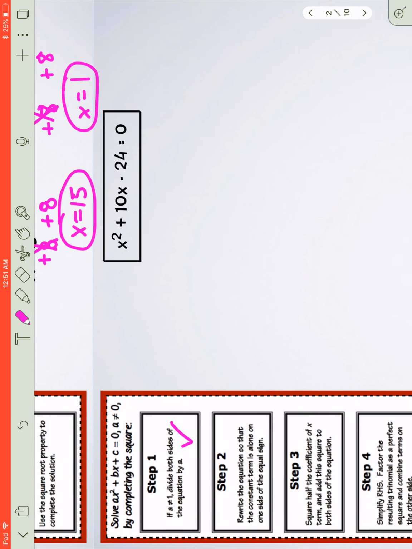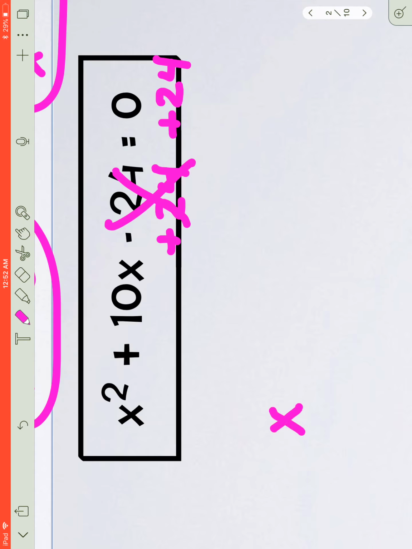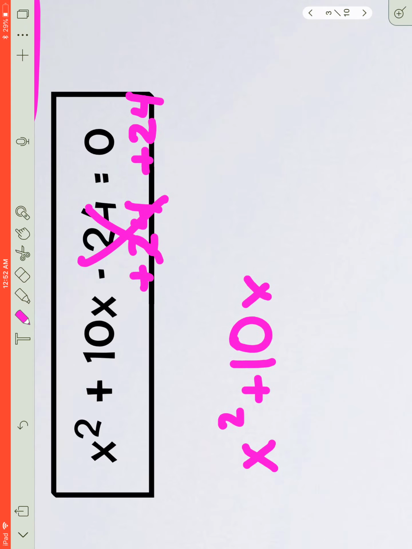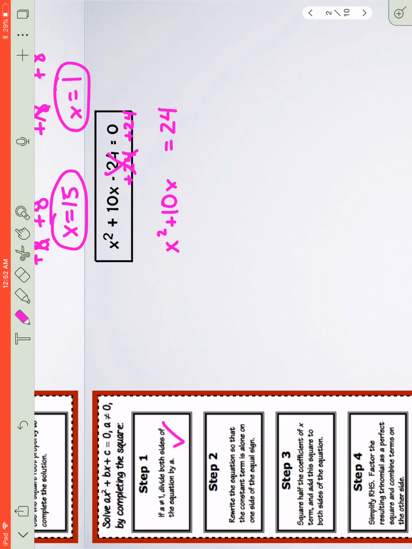Step 2 says rewrite the equation so that the constant term is alone on one side of the equal sign. Well, if I zoom in, here is my constant term. It is currently not by itself on one side of the equal sign, so I need to get that by itself. So I have to remove it from the left-hand side. I would do that by adding 24. And by adding 24, my 24s cancel out. And I'll have x squared plus 10x, I'm going to leave a blank space there, equals 24. So now I have step 2 completed, where it says have the c term on one side of the equal sign.